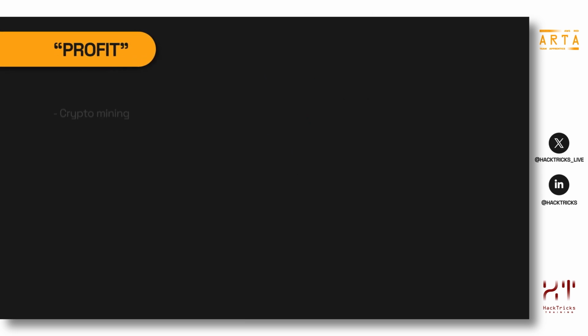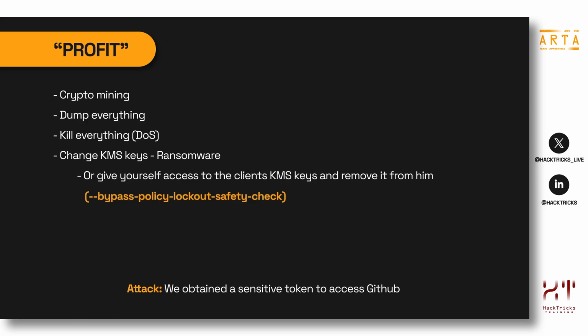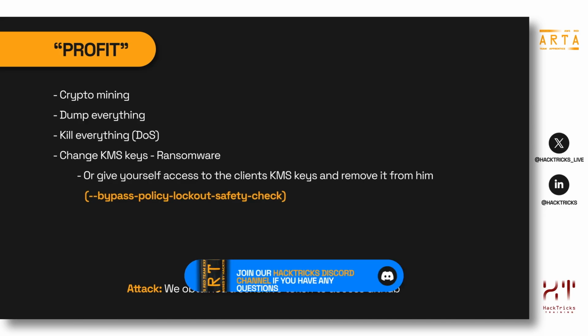And finally, let's talk about profit. Profit is the part of the assessment where you show all the things that you managed to do and all the information, all the stuff that you could have done as an attacker. So if we are doing a red team, we probably will show the client that, hey, we got access to all this information, to all these assets, to all these services, and we compromised all of these, and you will send a report explaining in detail how you did it.